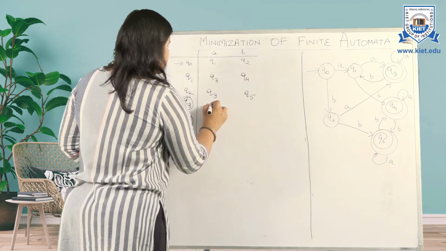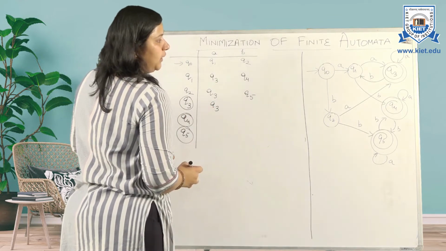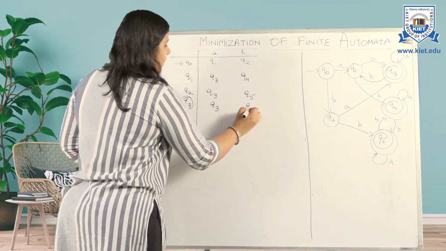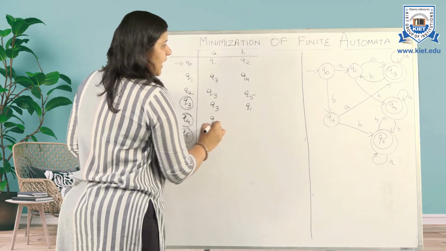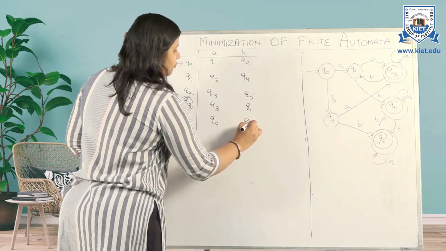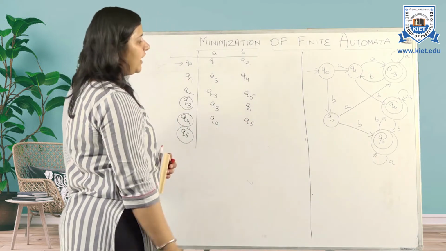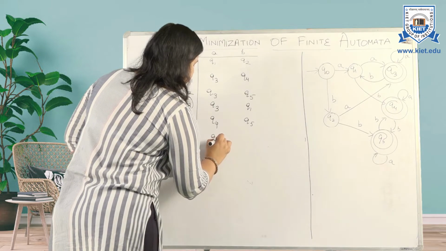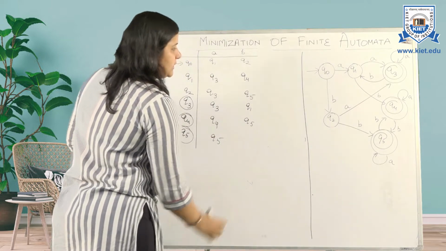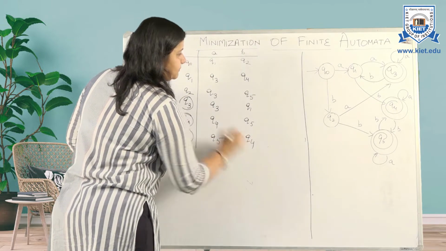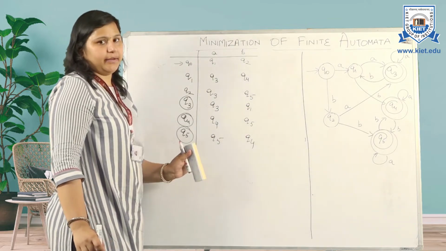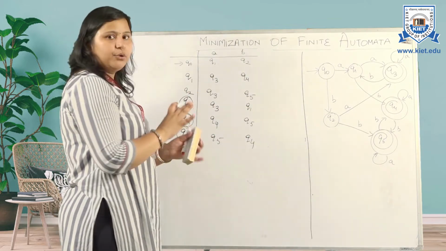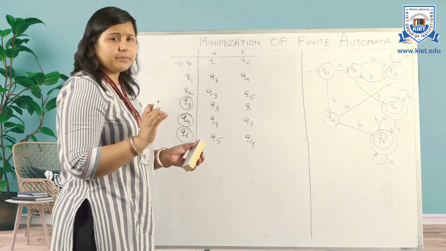Q3 on A is a self loop. Q3 on B is Q1. Q4 on A is Q4, and Q4 on B is Q5. Q5 on A is Q5, and Q5 on B is Q4. This is the transition table we have made from this diagram. So we have come to the first step, removing the unreachable state.